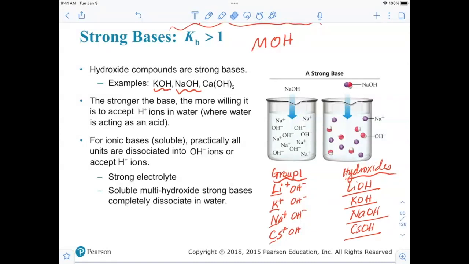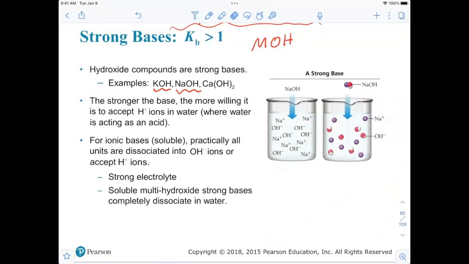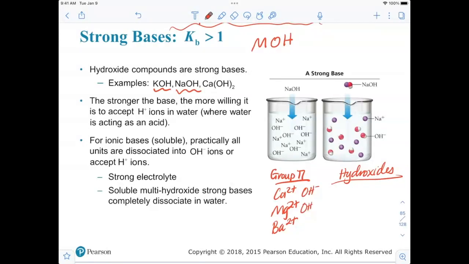What about group 2 hydroxides? Let's see what group 2 hydroxides look like. Group 2 metals, and then these are the hydroxides. Because they're group 2, they all have a charge of 2, right? So calcium 2 plus, magnesium 2 plus, I use barium 2 plus, okay? Since hydroxide is still only negative one, to make a neutral compound, you need twice the amount of hydroxides, right? To neutralize the positive charge.